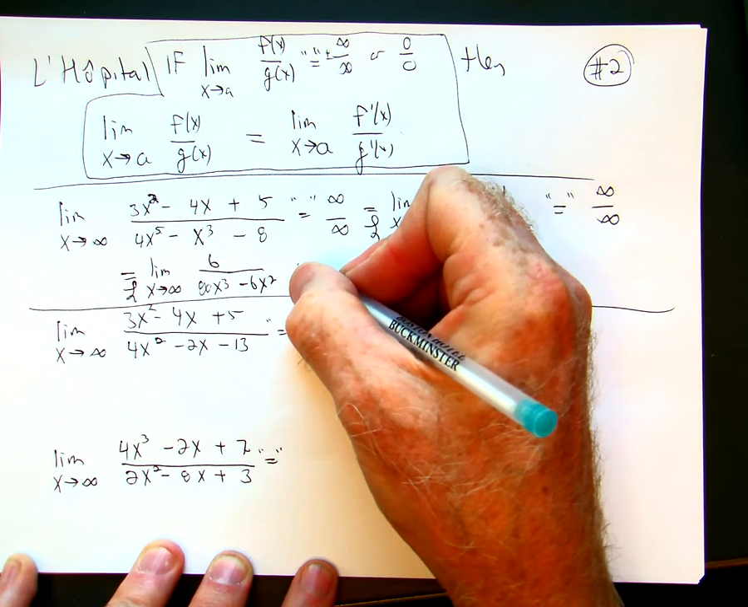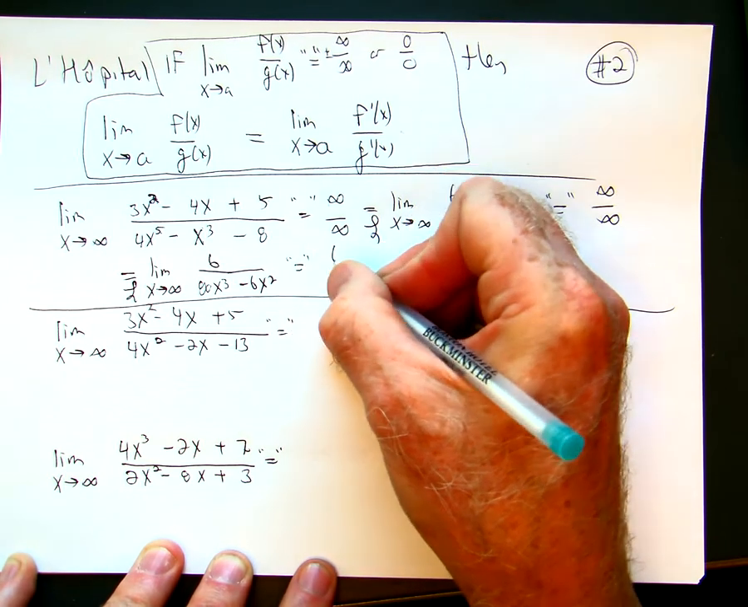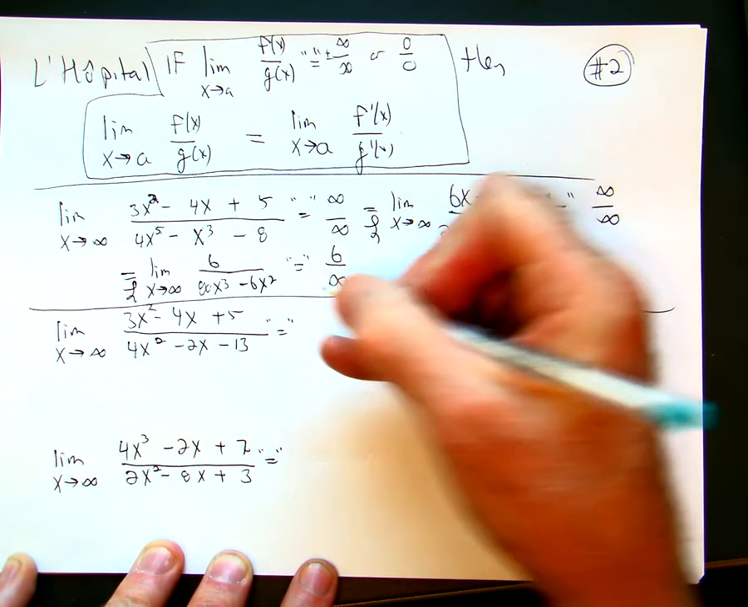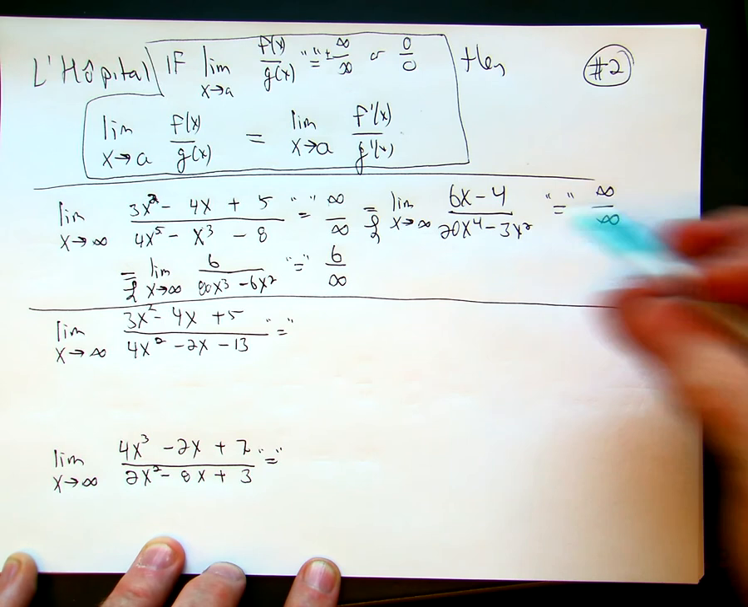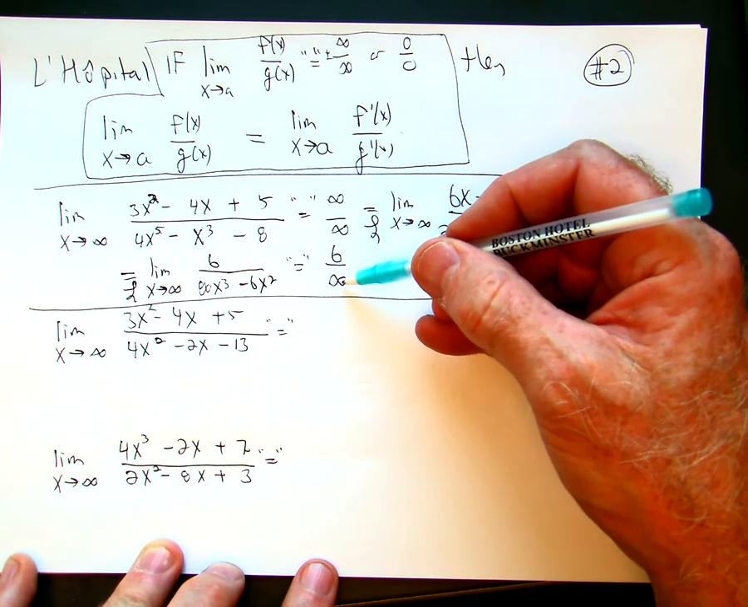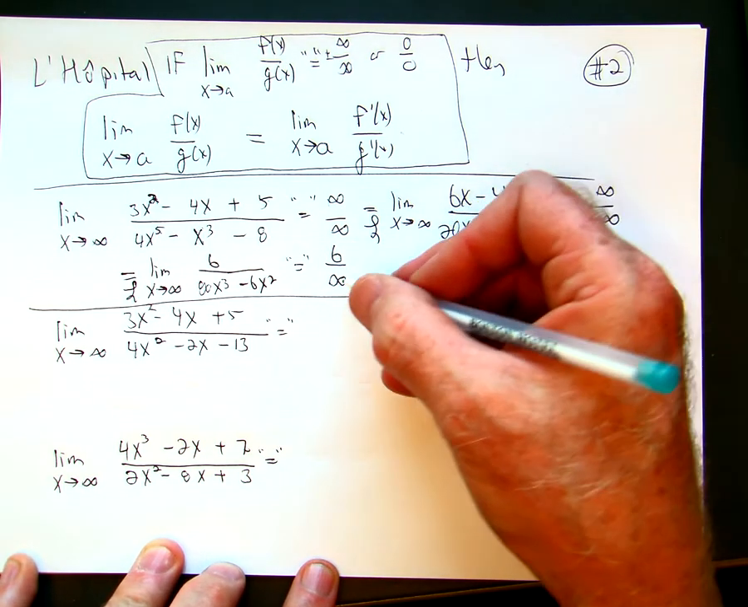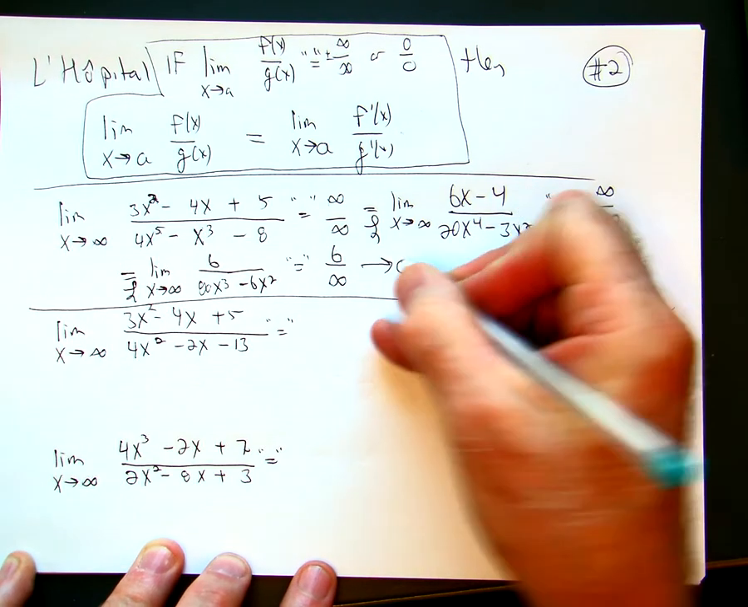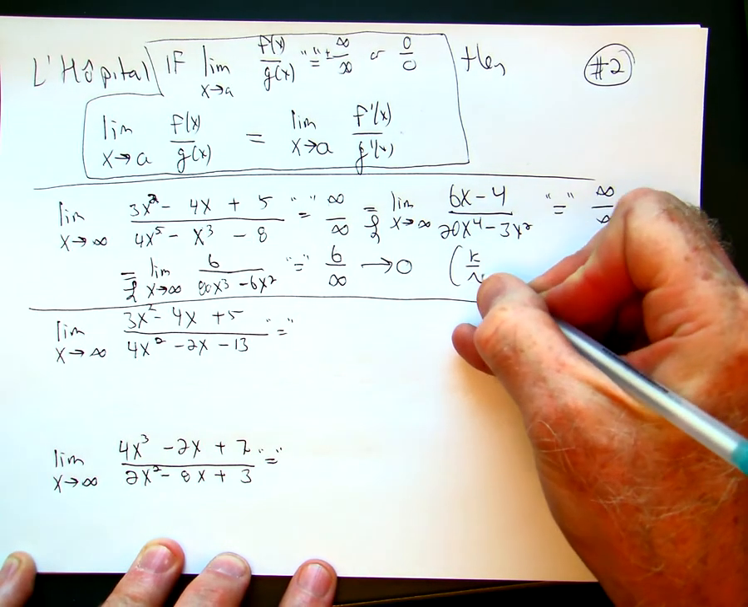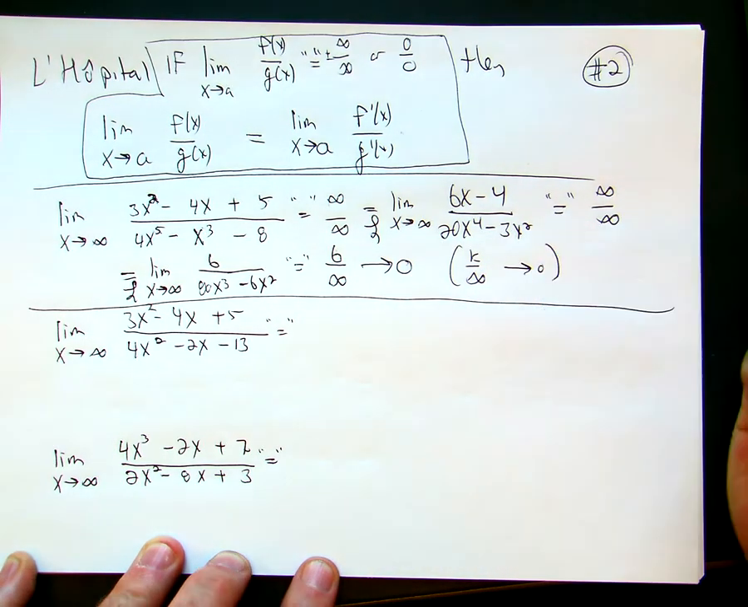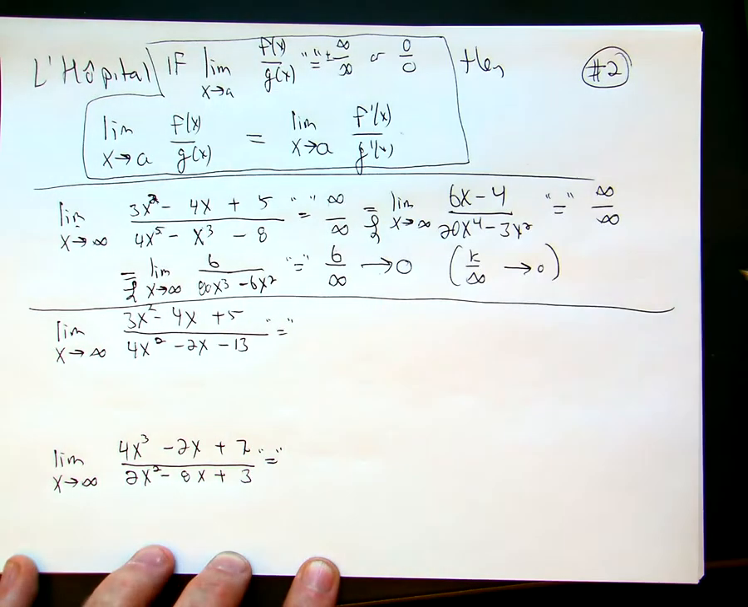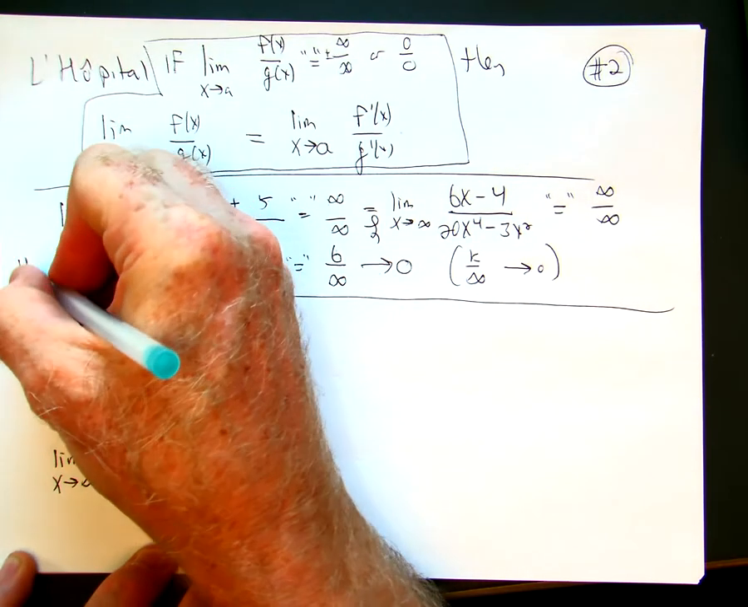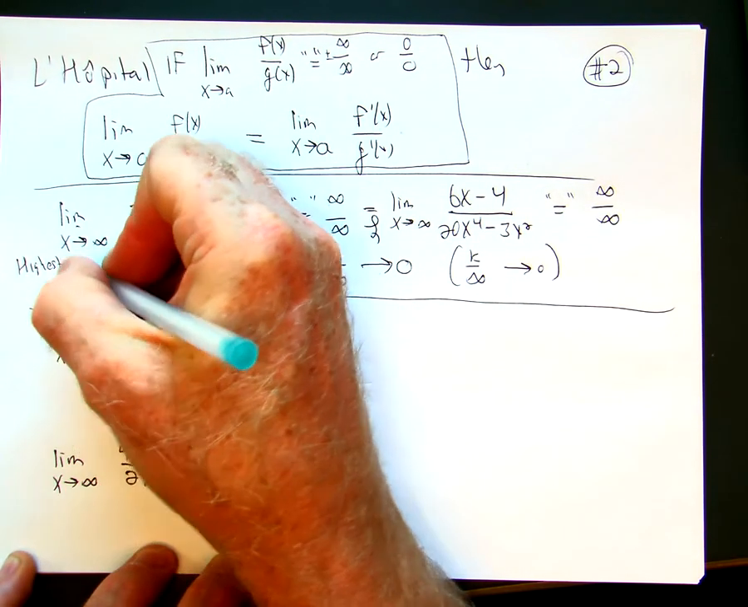Well, what's this equal to? This is going to be of the form 6 over infinity. Again, we talked about this a little bit in class. What this means is the bottom is way, way bigger than the top. So what's going to happen is that this goes to 0. It's of the form k over infinity, which always goes to 0. Okay, so this limit is equal to 0. Notice that the highest power is in the bottom.